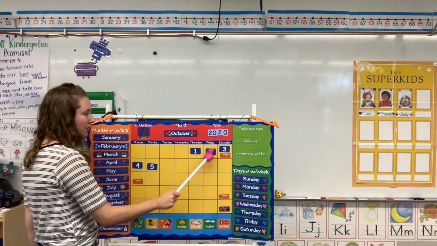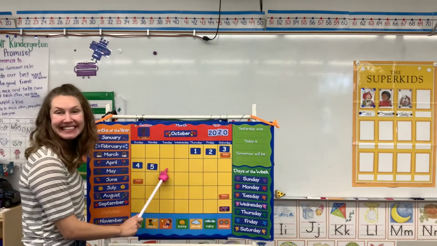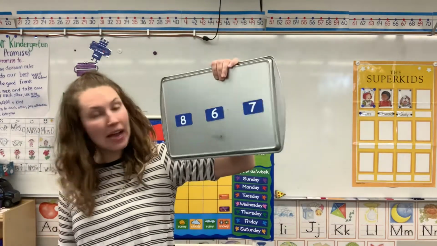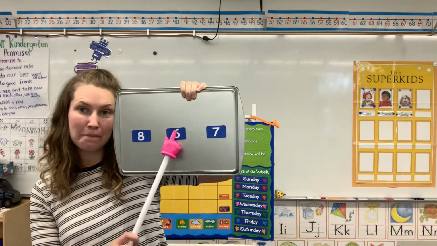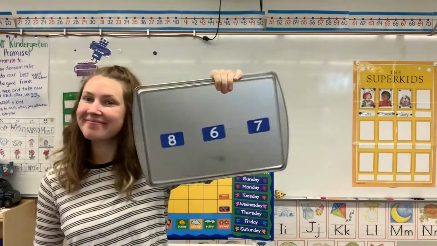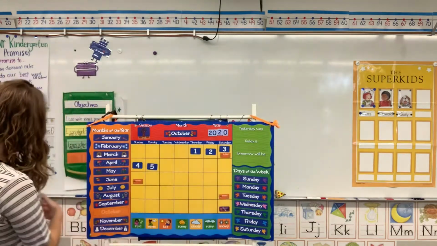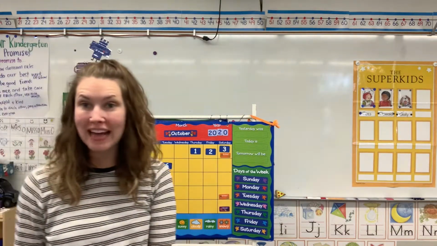1, 2, 3, 4, 5, 6. 6 comes next. So let's look at what number shows us 6. Is it our first, middle, or last number? It's the middle one. Very good. So we're going to add that to our calendar. And let's look at our calendar mat and add it in.